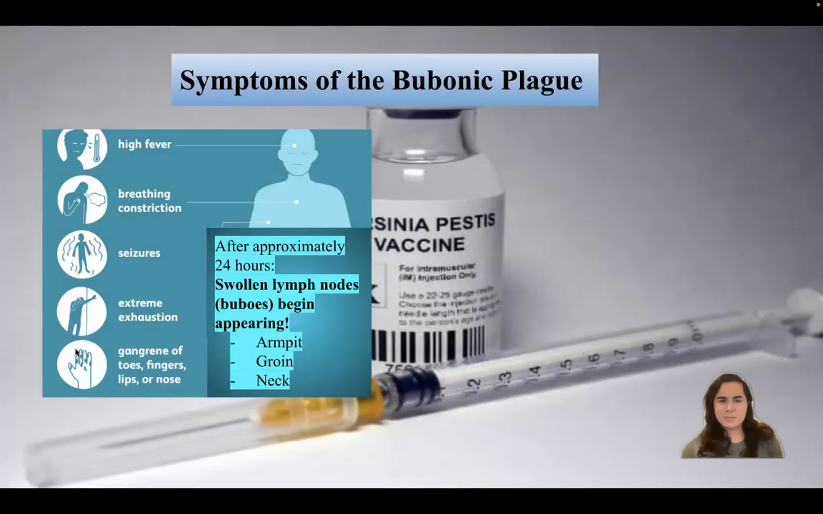So, the symptoms of bubonic plague. Within the first 24 hours of infection, you start to exhibit very aggressive but apparently normal fever symptoms, such as a high core temperature, breathing issues, adverse seizures, and gangrene. But after the 24-hour incubation period, swollen lymph nodes or buboes start to appear, and that's what the bubonic plague is named after, the swollen buboes. And those appear mostly around the armpit, groin, and neck.